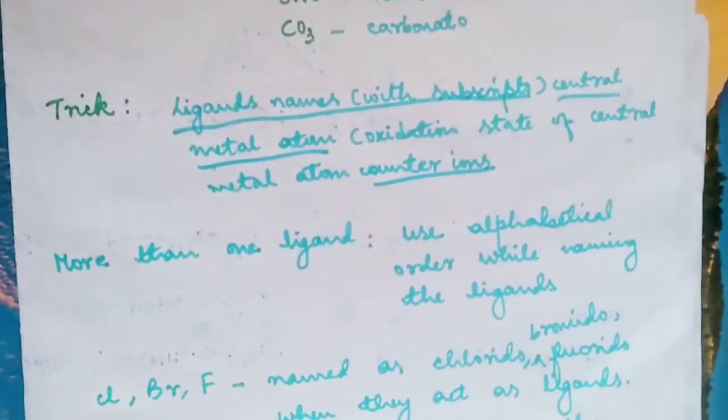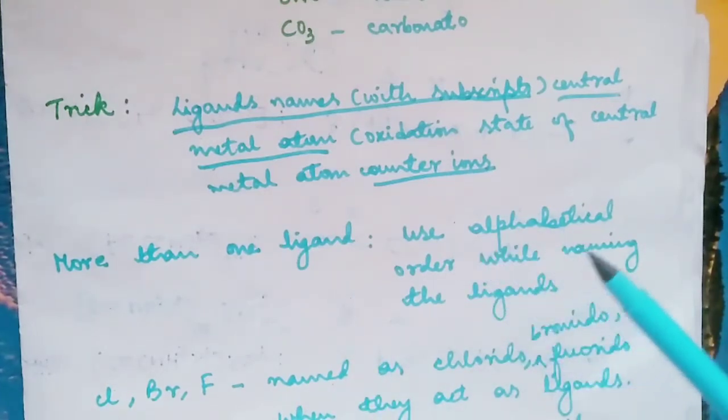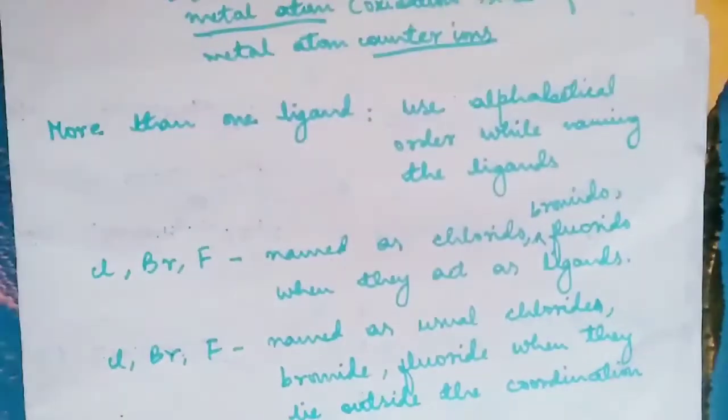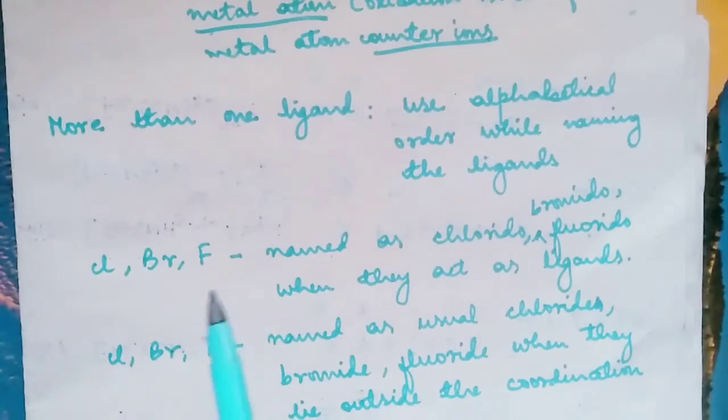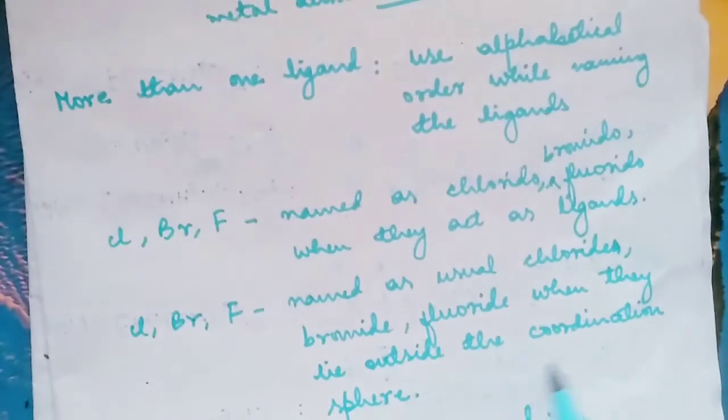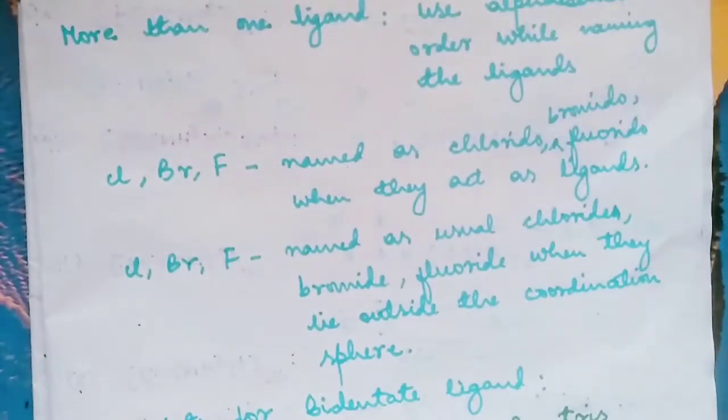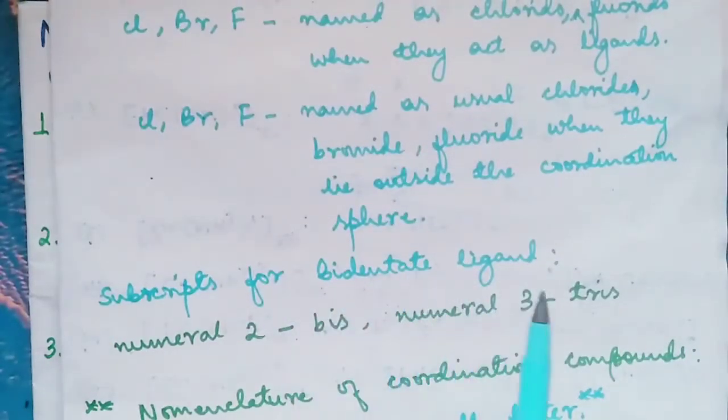So listen, if there are more than one ligand in a given complex, we have to use the alphabetical order while naming the ligands. Cl, Br, and F are named as chlorido, bromido, fluorido when they act as ligands. And if they lie outside the coordination sphere, that is, they act as counter ions, then they are known as chloride, bromide, and fluoride.